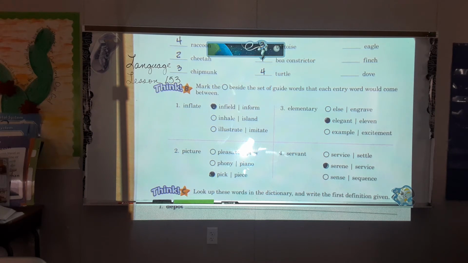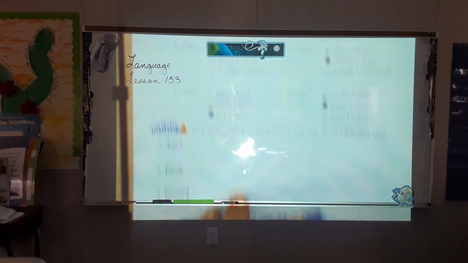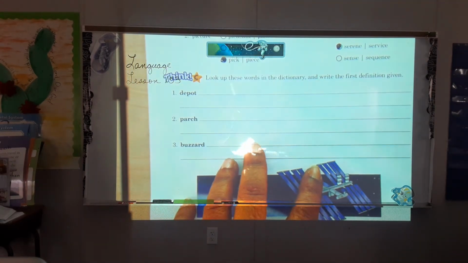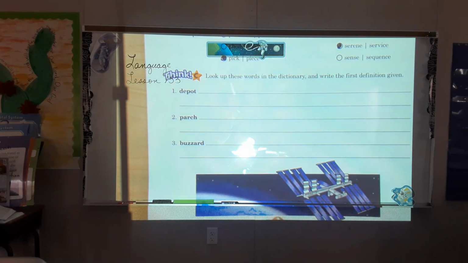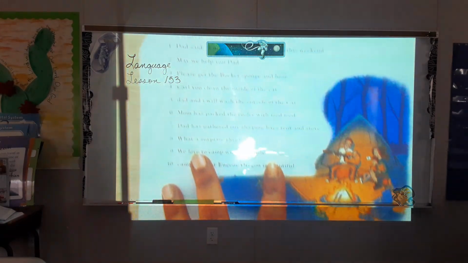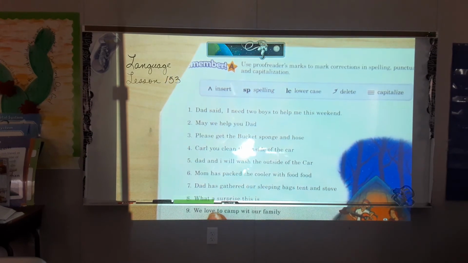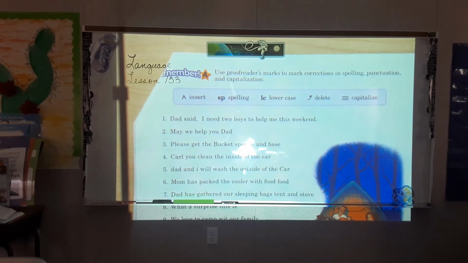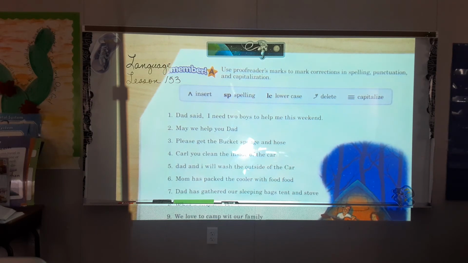It's Part C. Look up these words in the dictionary and write the first definition given. You're going to write the first definition. Use proofreader marks to mark corrections in spelling, punctuation, and capitalization.